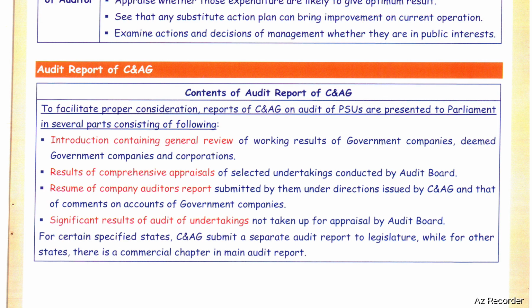Significant results of audit of undertakings not taken up for appraisal by the audit board. For certain specified states, CAG submits a separate audit report to the legislature, while for other states there is a commercial chapter in the main audit report.